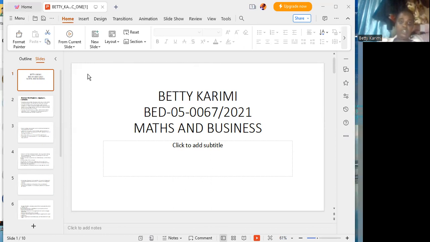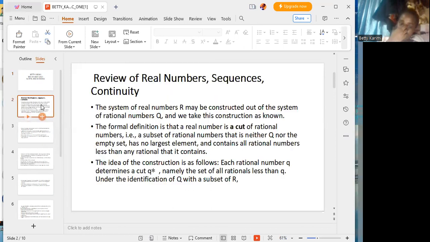And today I want us to learn more about real analysis. Let's get to see more on review of real numbers, sequences, and continuity. And we will specify more on real numbers for today. A system of real numbers R may be constructed out of the system of rational numbers Q, and we take this construction as known.